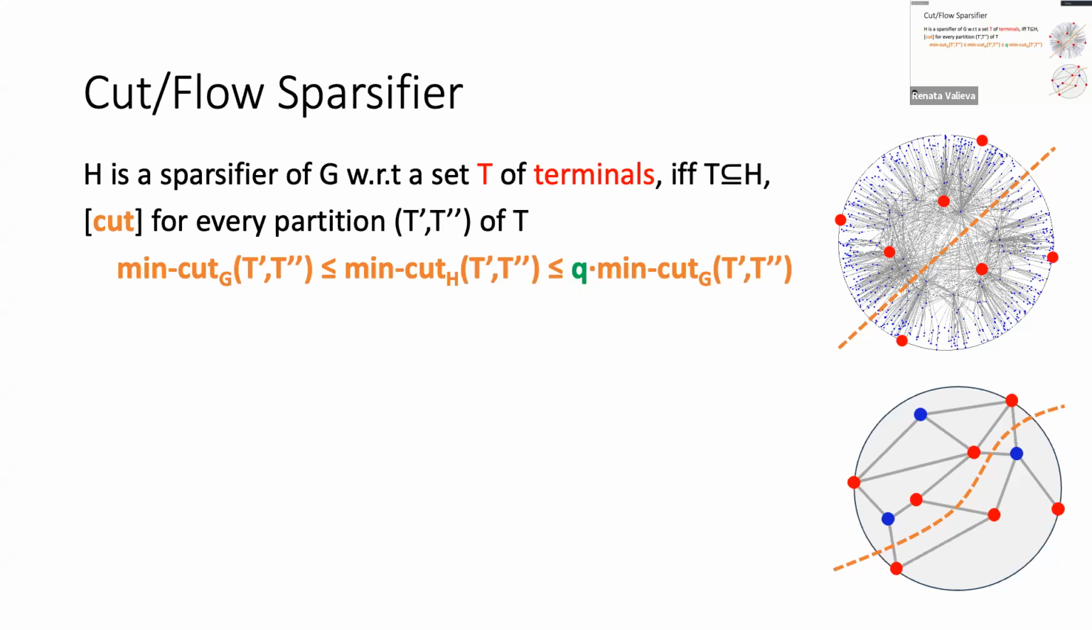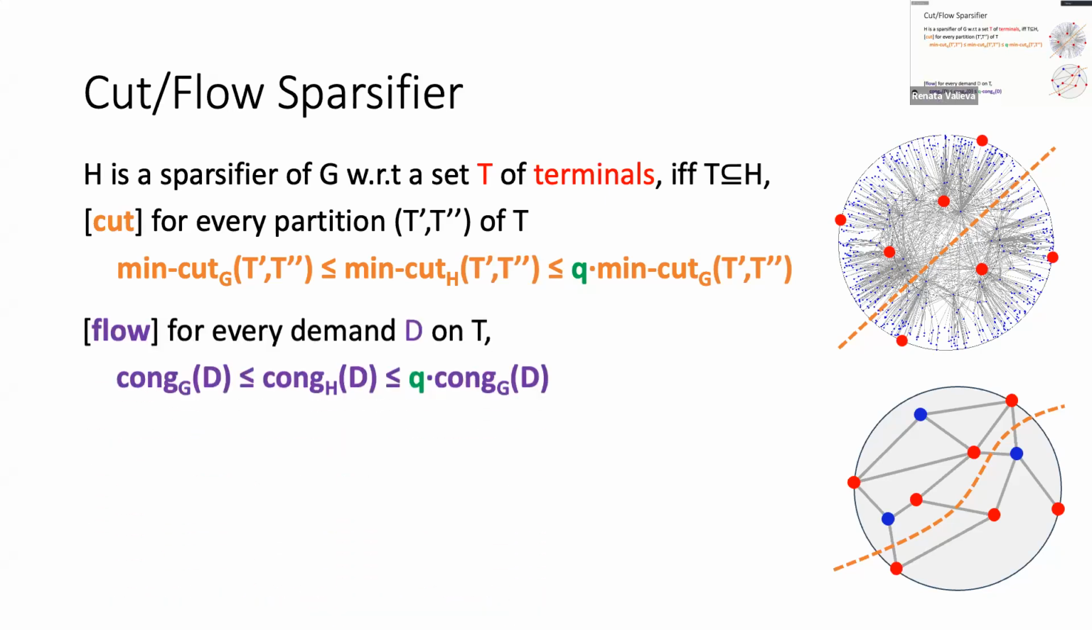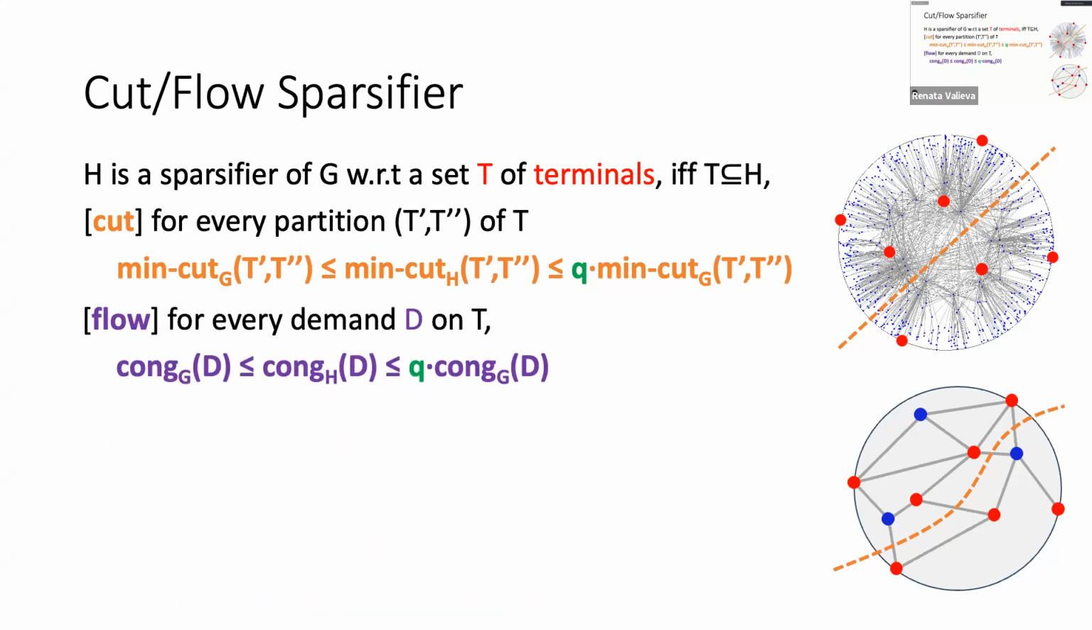Okay. So this is the definition of cut sparsifier. The flow sparsifier definition is a little bit more complicated, but it's natural. If you look at this definition for a few minutes, you'll feel it's more naturally defined. It's just a little bit complicated. It says for every demand on a set of terminals, the mean congestion of routing that demand in the original graph is about the same as the mean congestion of routing that demand in your sparsifier.